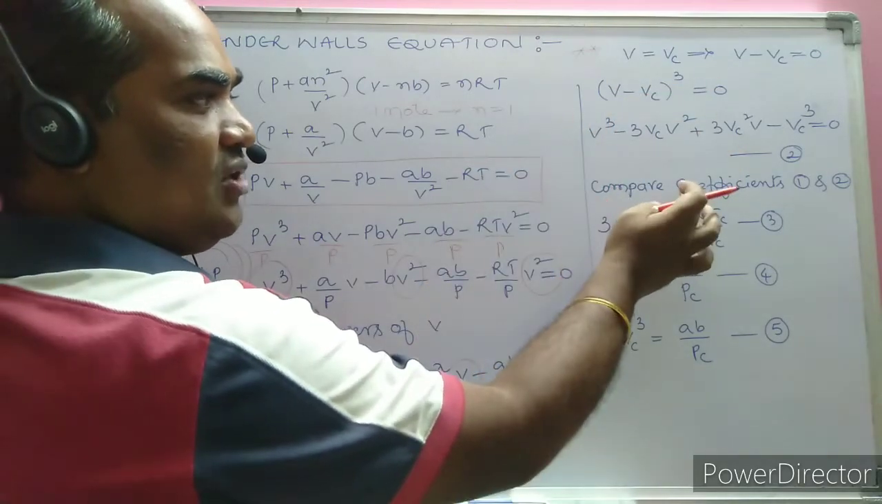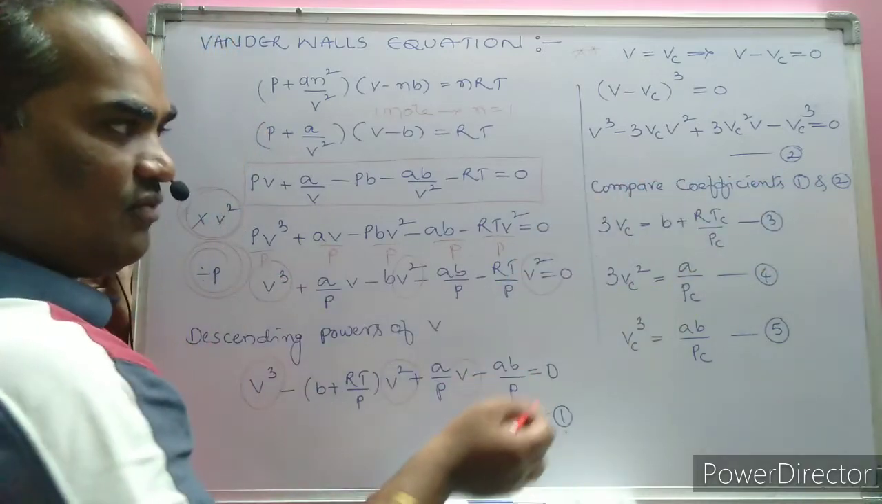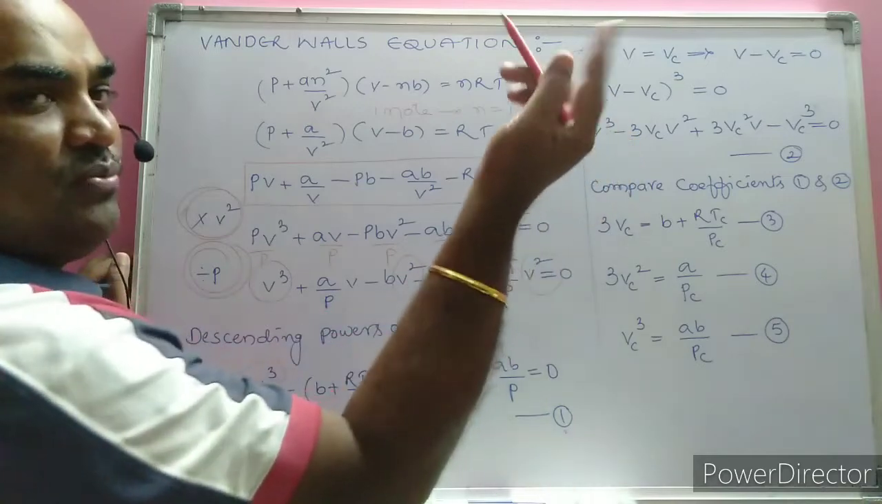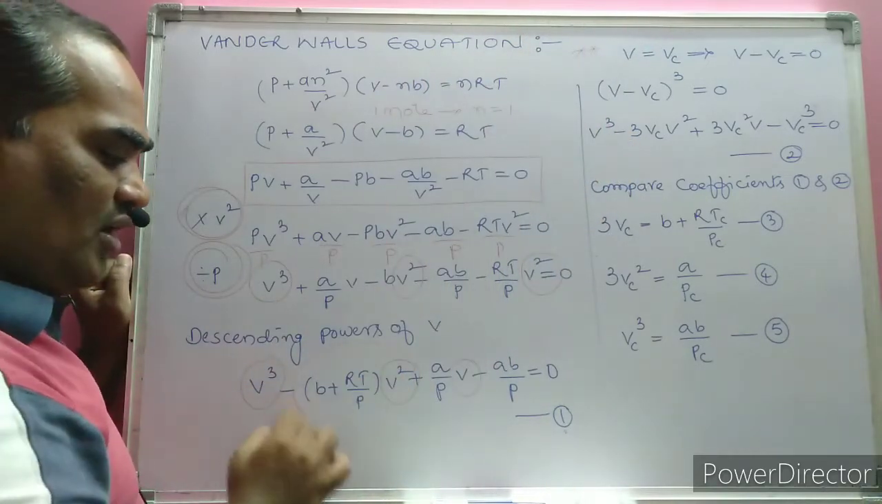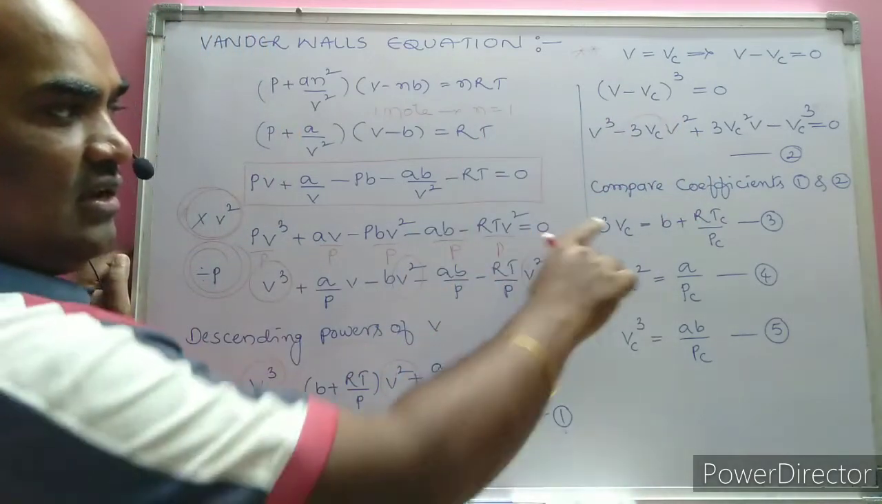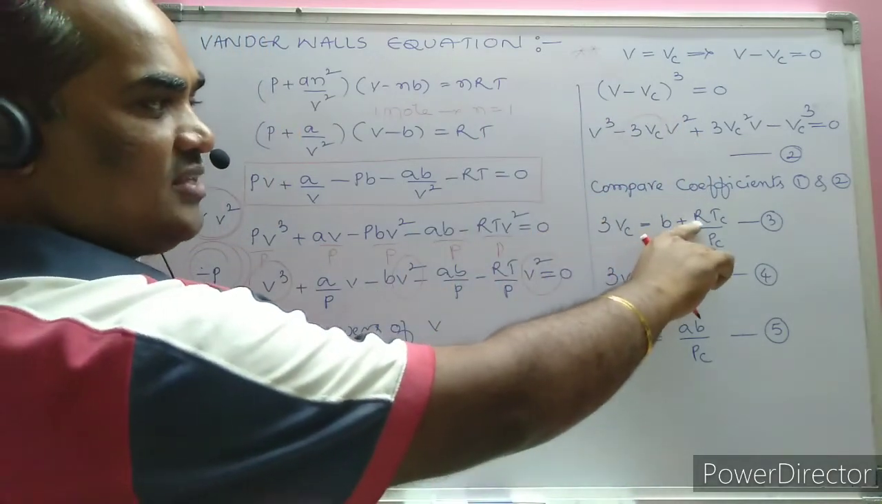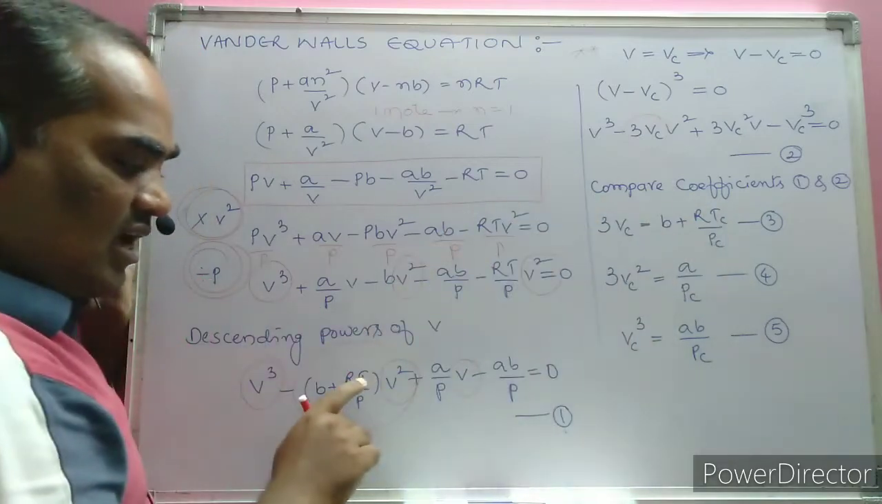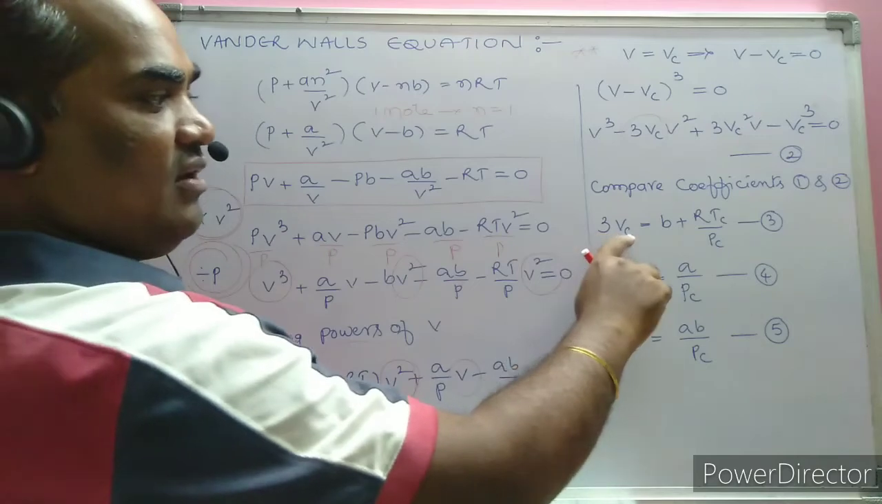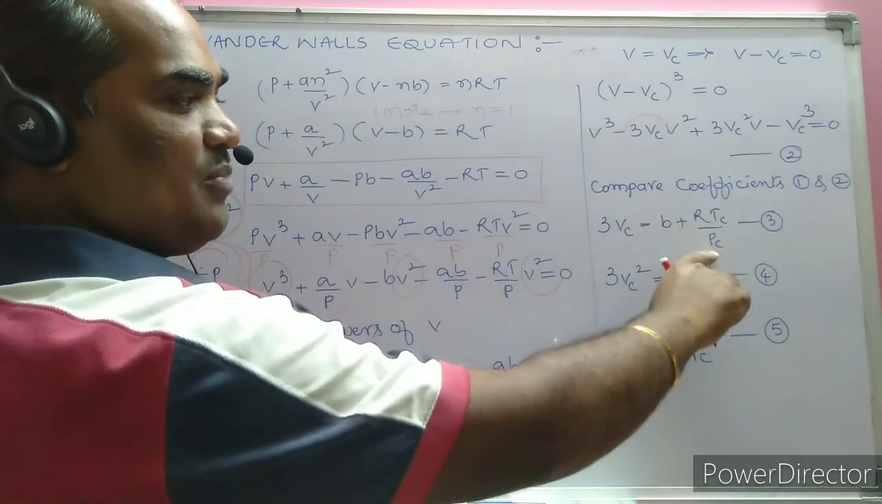Now comparing the coefficients of equation number 1 and equation number 2. What is the coefficient of V cubed? V cubed is only 1. Next, the V squared coefficient: what is there? 3Vc is equal to b plus RTc. Here I am also introducing the critical temperature, critical phenomena. 3Vc is equal to b plus RTc by Pc.